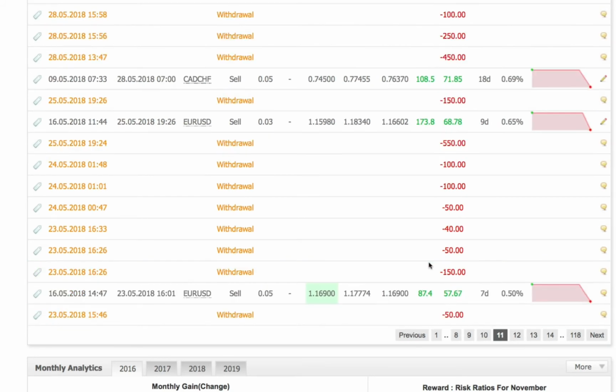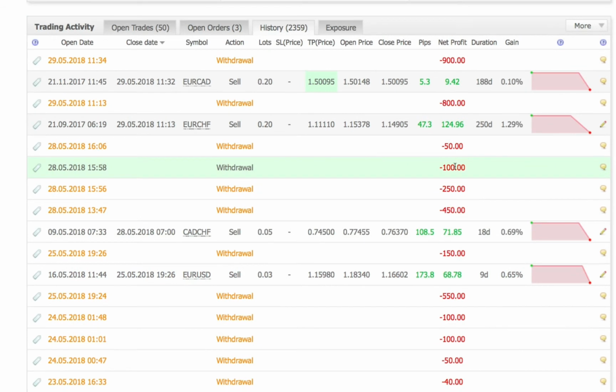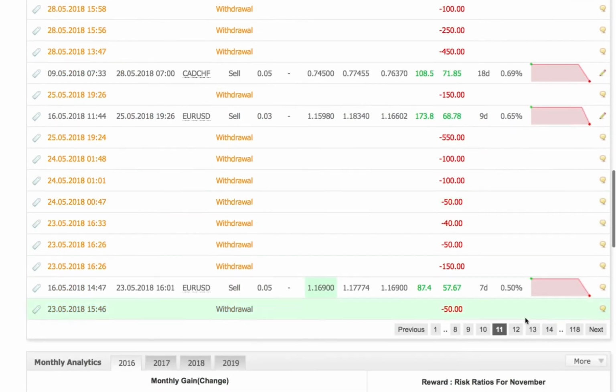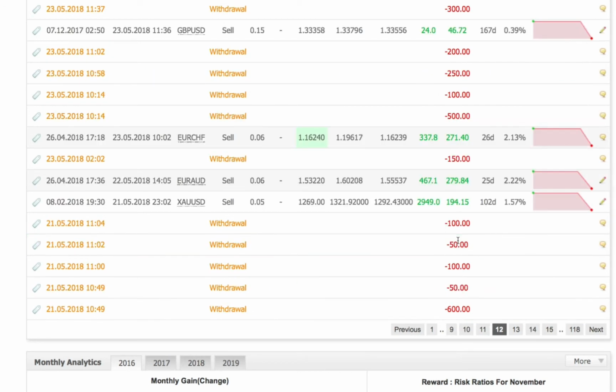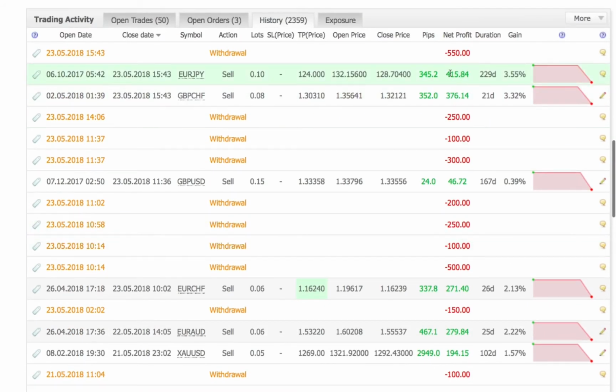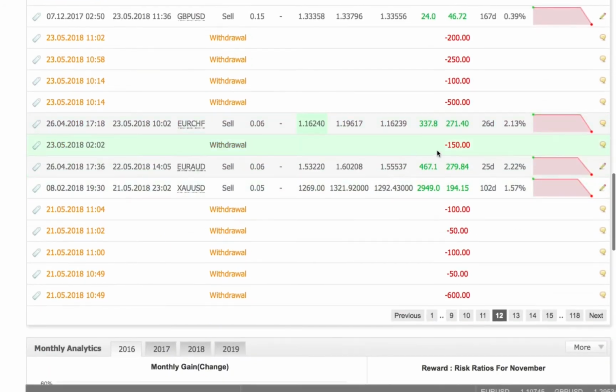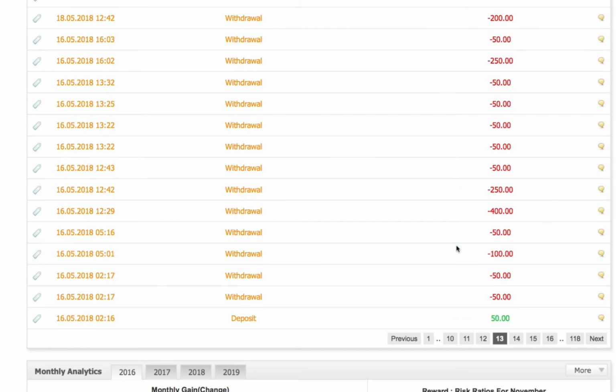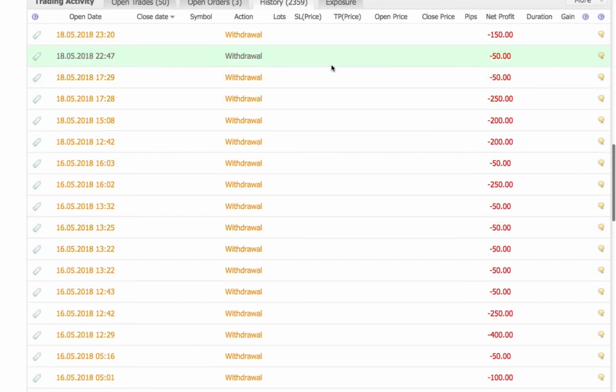Page number 11. From here you will see a lot of withdrawals. $900, $800. These are not losses, rather withdrawals. I think you'll see more withdrawals. Yeah, more withdrawals here. $415 profit from Euro Yen, $276 from Pound Franc, $279 from Euro Aussie. More withdrawals here. These are all withdrawal amounts.